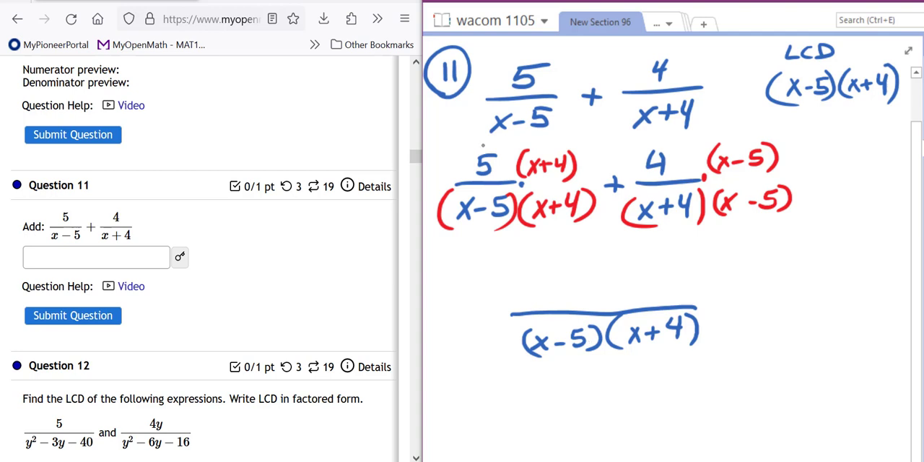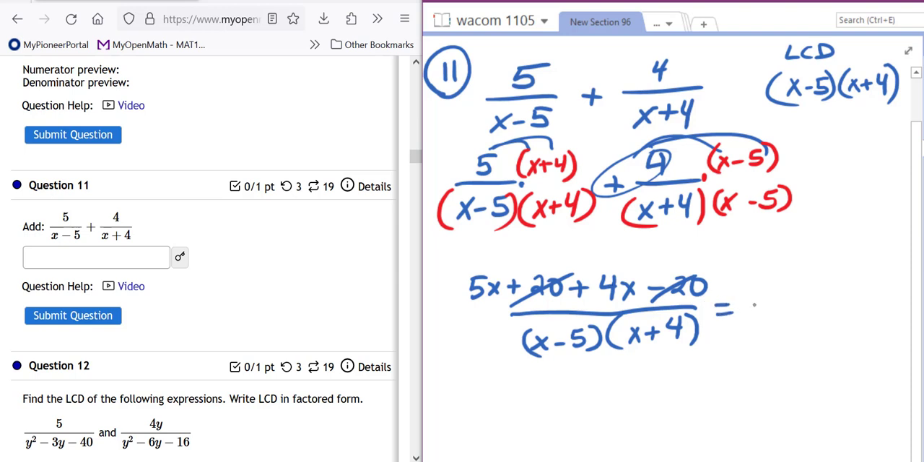Now, numerators you have to combine. So we're going to have to distribute these, and this plus goes with the 4, and combine. So I'm going to write it all. So I have 5x plus 20, and here I have 4x minus 20, and we'll combine. So the 20 and the minus 20 go away, and the x terms combine, so we have 9x over x minus 5 times x plus 4.